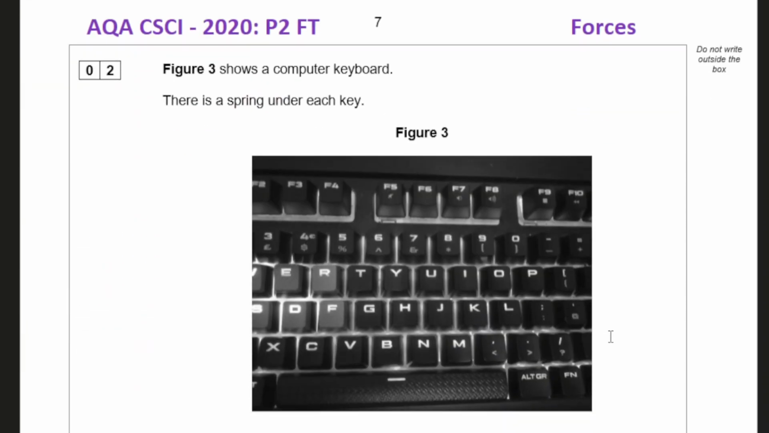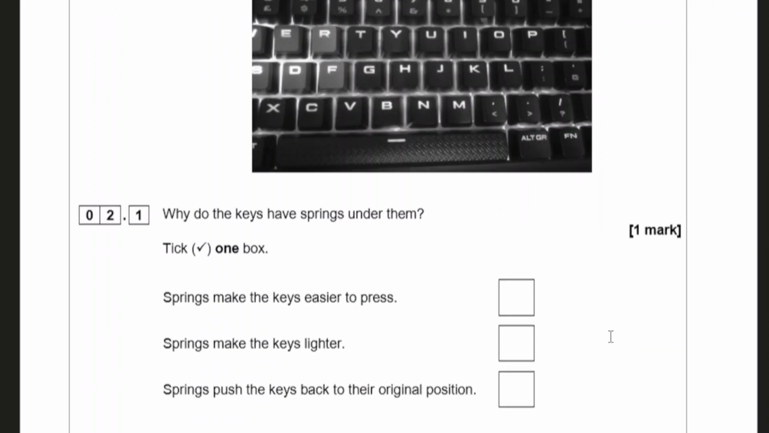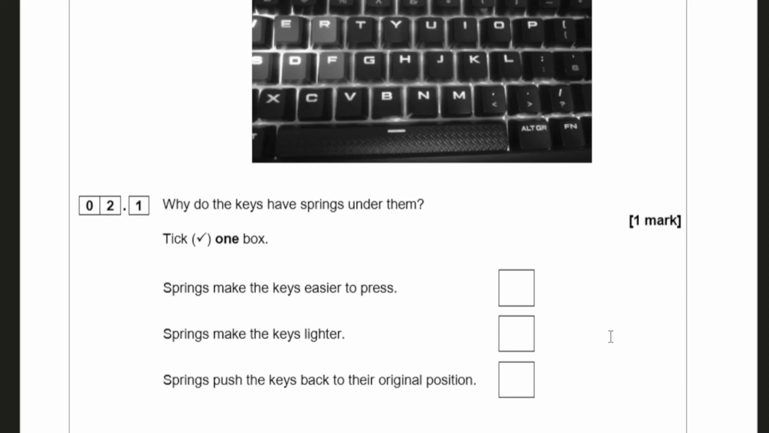Question number 2 is on the topic of forces. Again, figure 3 shows a computer keyboard. There's a spring under each key. So this question is going to mainly be on elastic potential energy and so on. 2.1, why do the keys have springs underneath them? Well, you want the keys to come back up again when you press them. So the springs push the keys back to the original position. When you push it down, you need something to push it back up again.